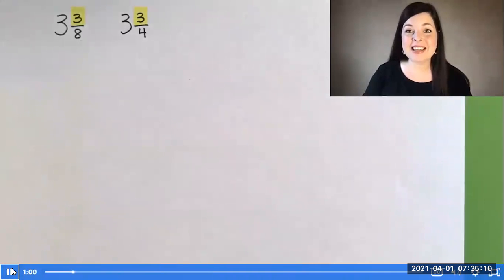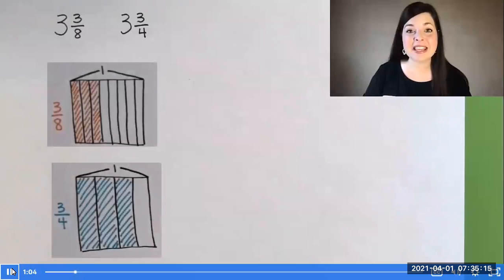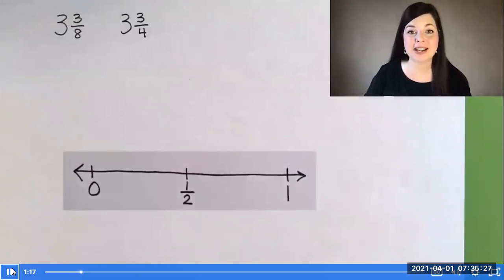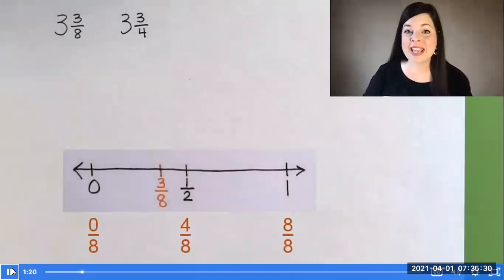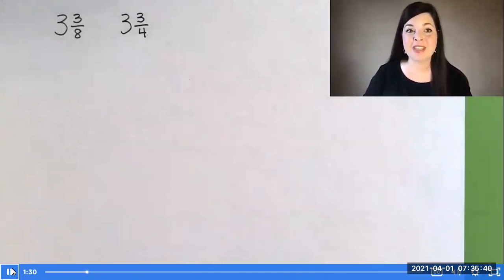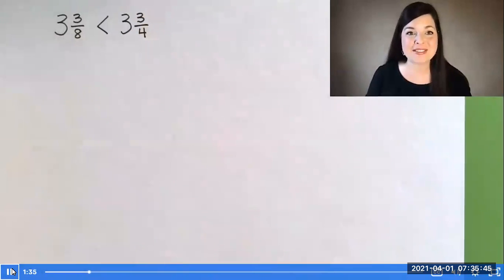You may have noticed that the numerators are the same. That means we can compare the fractions by thinking about the size of the units. Eighths are smaller than fourths, so 3/8 is less than 3/4. Or maybe you thought about benchmark fractions and you pictured a number line in your head. 3/8 is less than 1/2, and 3/4 is greater than 1/2. Again, that tells us that 3/8 is less than 3/4. So 3 3/8 is less than 3 3/4.